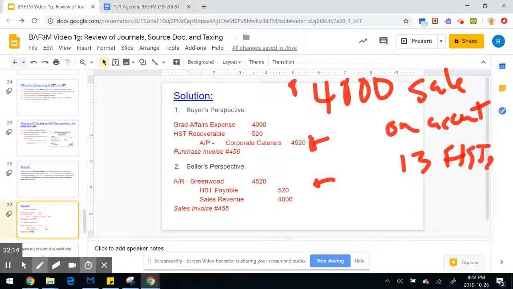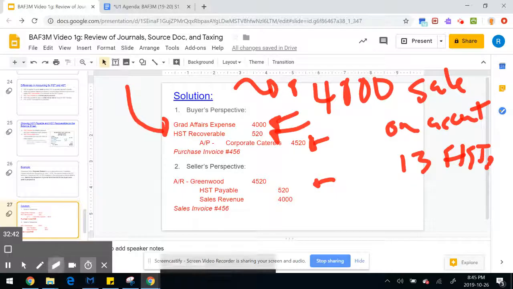So for the buyer of a sale like this, if the business spends $4,000 on something, then as a business, the expense, unlike PST, where things would get added together and there was no PST recoverable, instead of having to put down 4520, which we would with paying PST, luckily we're paying HST, which is a value added tax, so we get to recover the HST that we spent here.